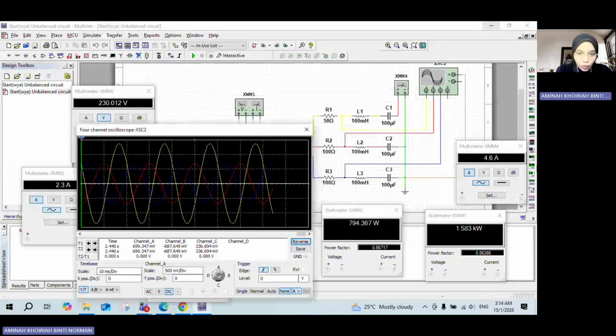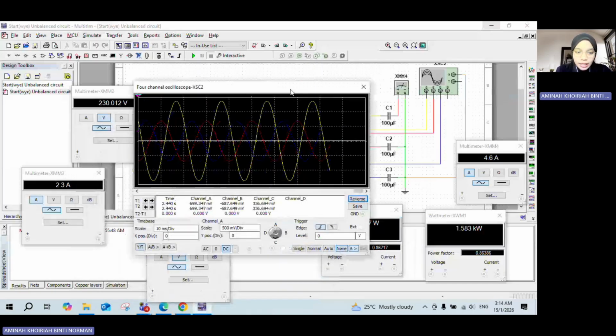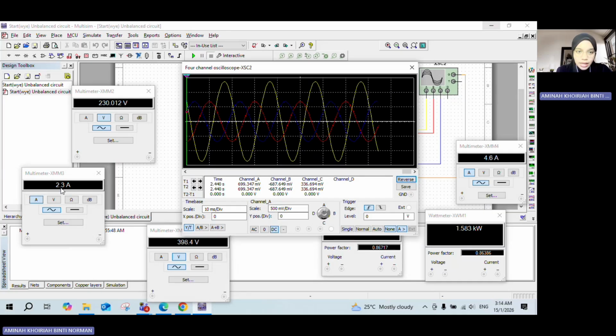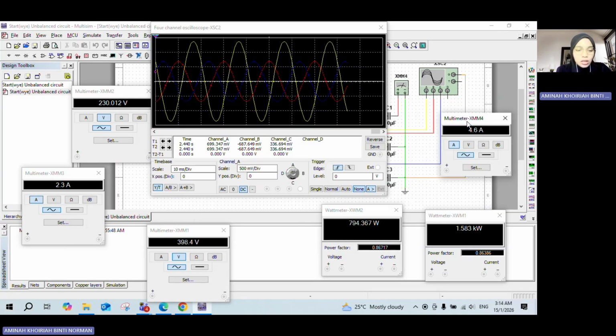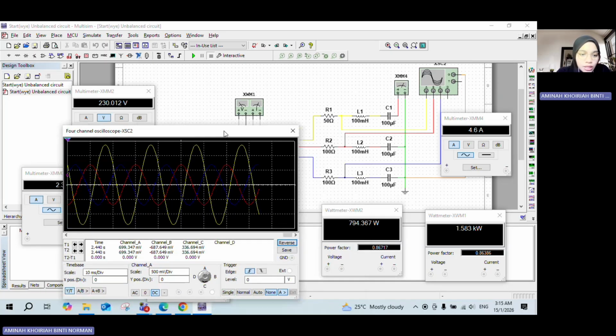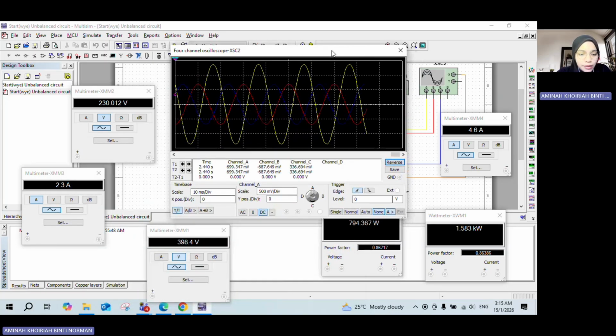The yellow one is for R1, and it can be seen from this waveform that it shows an unbalanced load because the waveforms are not the same. And from the multimeter, it shows all the values of current, power and voltage. From the current value, we got 4.6 ampere. It is the value of R1, which is the yellow one, the unbalanced load. And the other value is for R2 and R3, where we got 2.3 ampere for the same load.